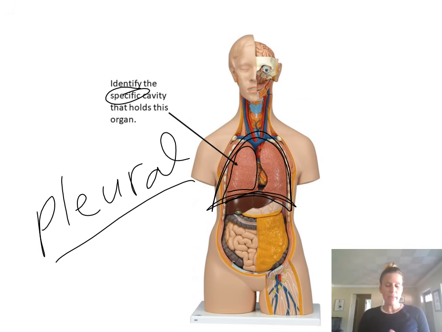We also talked about the membranes that line these organs and these cavities. People frequently confuse the name of the membrane and the name of the cavity. So people might answer the pleura. No, the pleura is the membrane. The cavity is the pleural cavity.